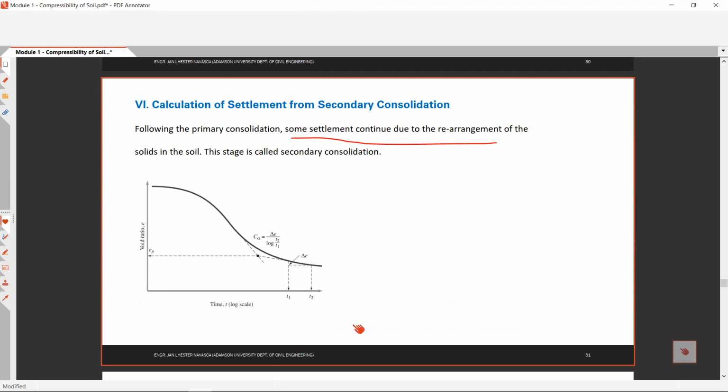So from the plot of time and void ratio on a log scale, time is what we consider here, since the adjustment of soil solids or soil particles takes a long time. So through time talaga the adjustment happens. Okay, so the slope is denoted as C alpha. C alpha is equal to the change in e over log t2 over t1. So simply, that is the slope of the graph.